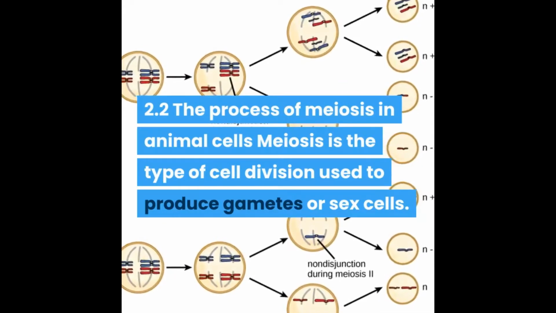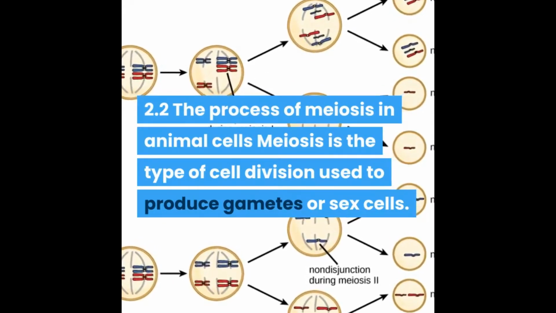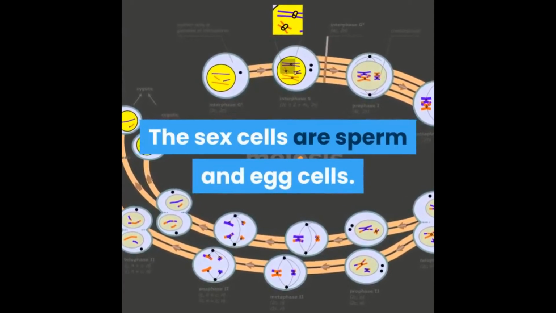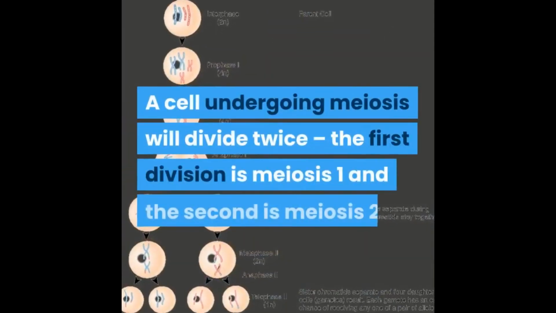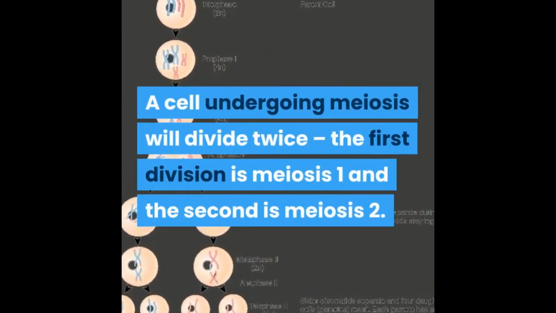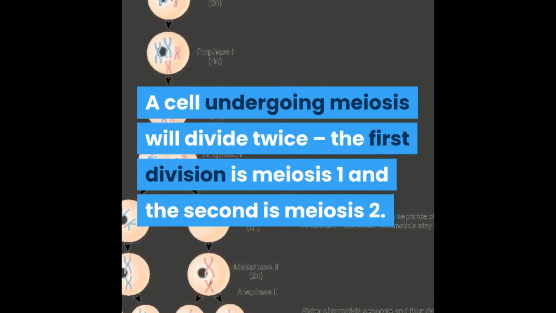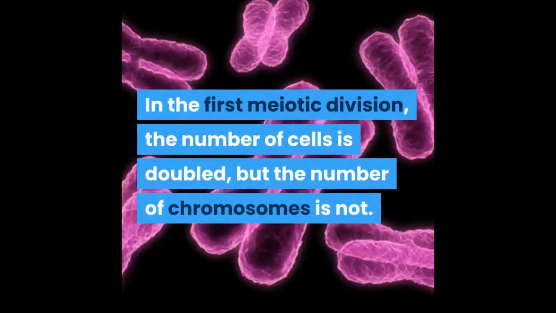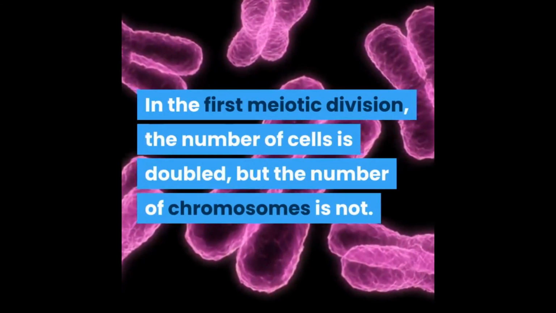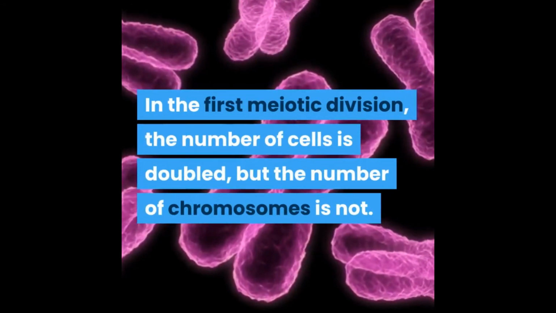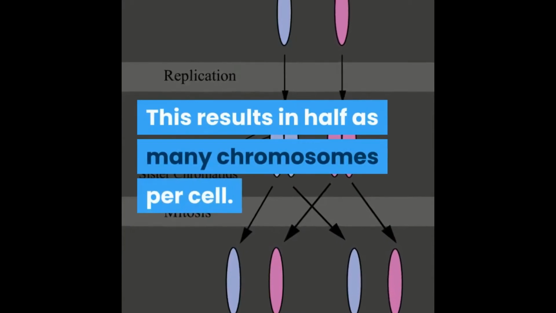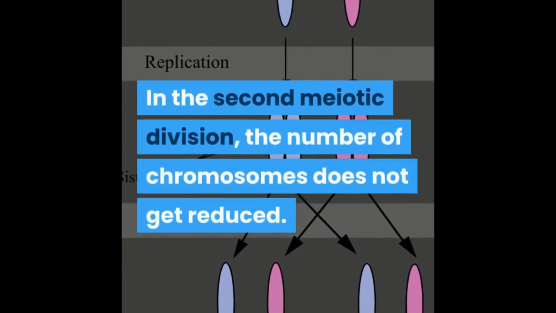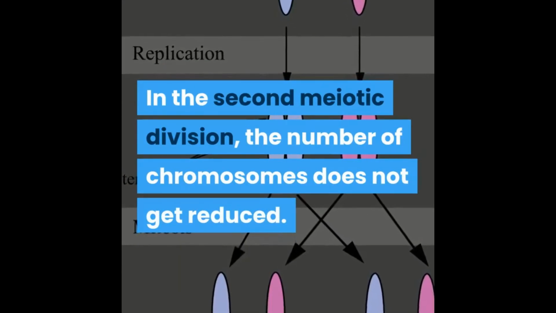Meiosis is the type of cell division used to produce gametes or sex cells. The sex cells are sperm and egg cells. A cell undergoing meiosis will divide twice. The first division is meiosis 1 and the second is meiosis 2. In the first meiotic division, the number of cells is doubled, but the number of chromosomes is not. This results in half as many chromosomes per cell. In the second meiotic division, the number of chromosomes does not get reduced.